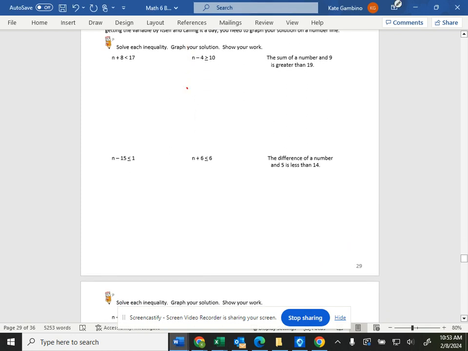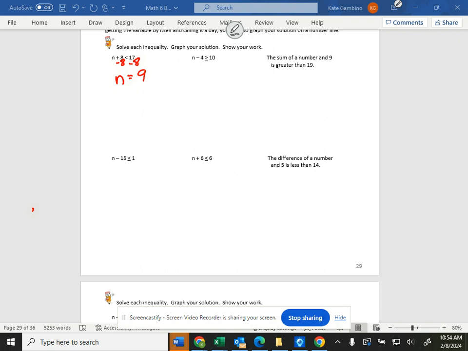We have n plus 8 is less than 17. So we're going to treat it the same way for our one-step operation. So if it's plus 8, what do I need to do? Zelda? You need to subtract out 8. I'm going to subtract 8 from both sides. So I get n, 8 minus 8 is 0, 17 minus 8 is 9.